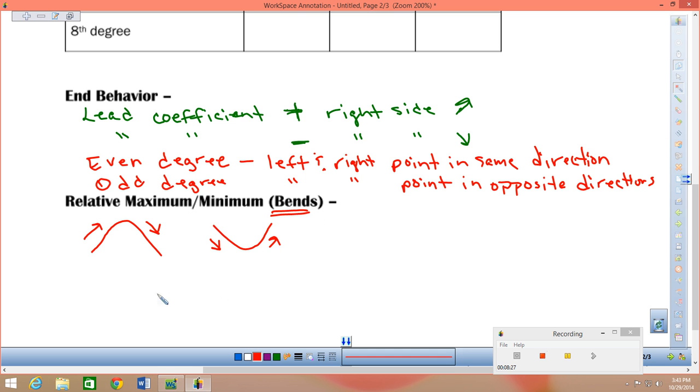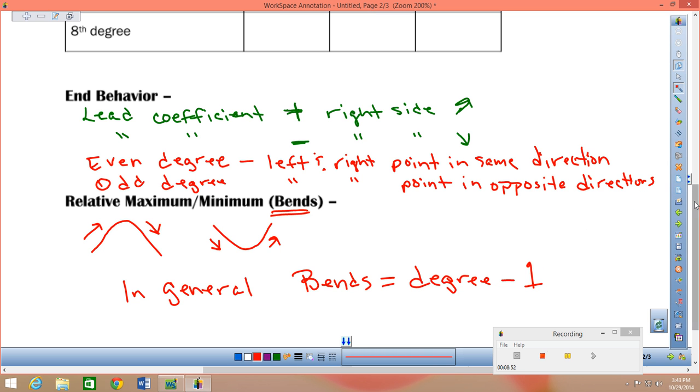So the number of bins, in general, and in general means a lot of the time, the number of bins is equal to the degree minus 1. Okay, that is in general.